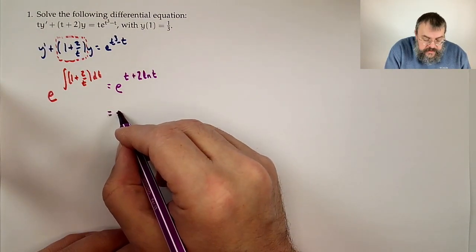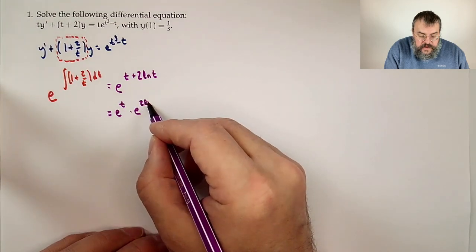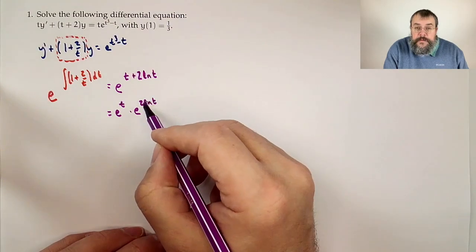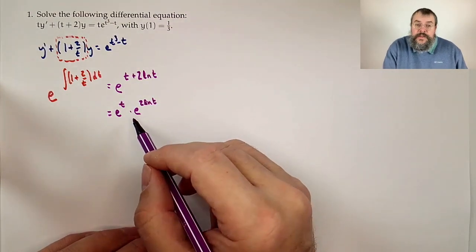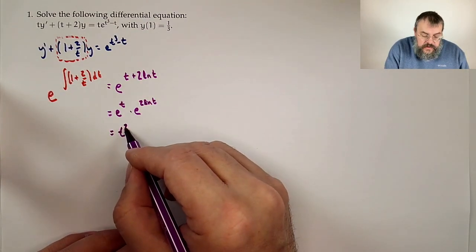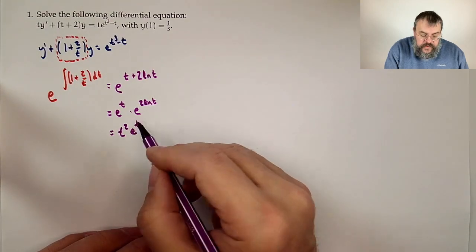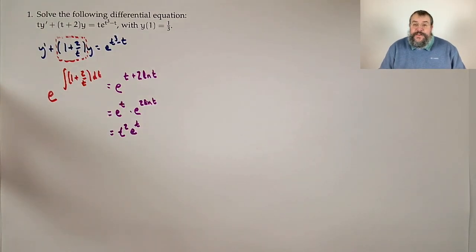And we should clean this up. This is the same as e to the t times e to the 2 natural log t. But of course, the 2 can be moved up. And that's really natural log t squared. And you have e to that. And so this becomes t squared e to the t. Right? T squared e to the t. So that's our integrating factor.